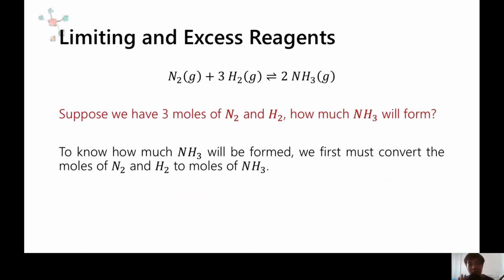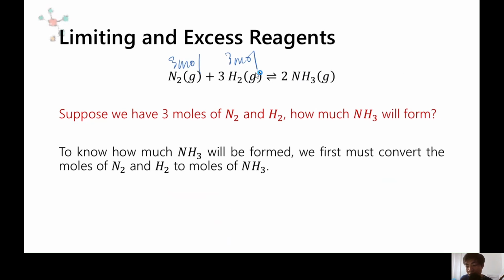Okay, so again, how will you distinguish kung yan ay limiting and excess reagent problem? Kung mapapansin nyo sa question, you have two or more given substances. No? So yun yung key. Pero kung isa lang yung given substance, then you do the typical stoichiometry. No? So, pero this time, sabi ko nga, may dalawa tayong given na substance. So we have 3 moles of N2 and 3 moles of H2.